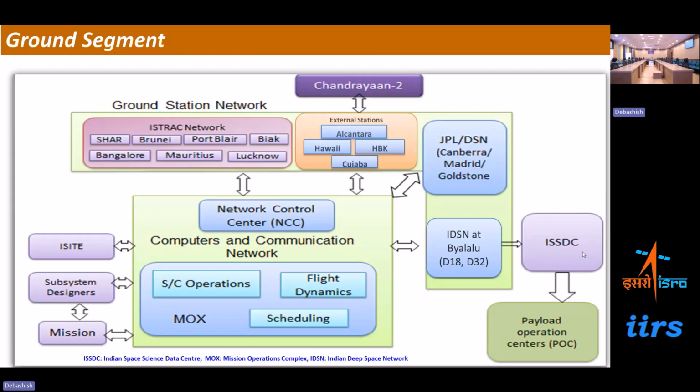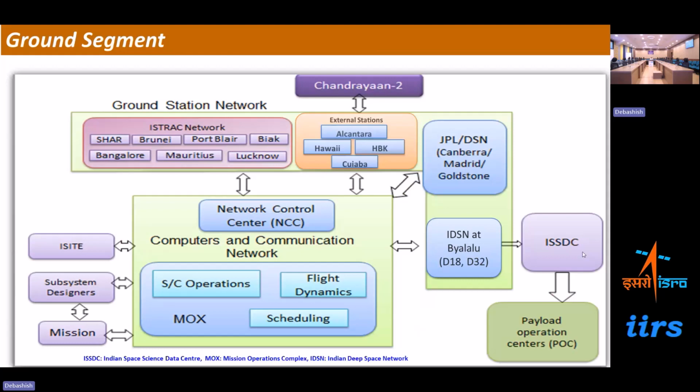As I told you in the beginning, in the design phase, the ground segment and space segment are designed parallelly, together. These are all the ground segment elements which need to be finalized after you have a proper mission definition. In the first prime layer should come the ground station network. What networks are to be used? We can have an ISRAC network alone. ISRAC network, TTC network or tracking telemetry command network, having SHAR. SHAR is Sriharikota, Brunei, Port Blair, Bayalalu, Bangalore, Mauritius, Lucknow.